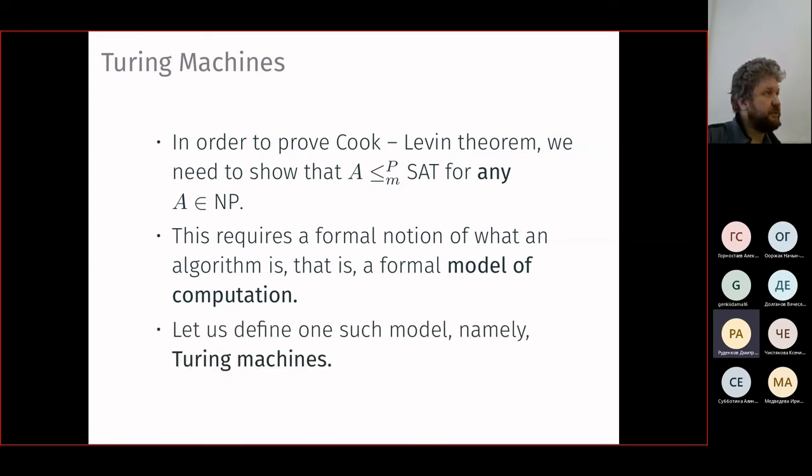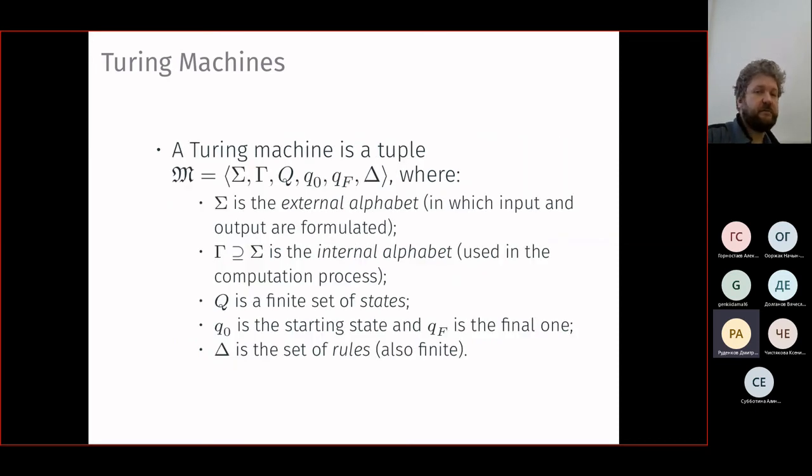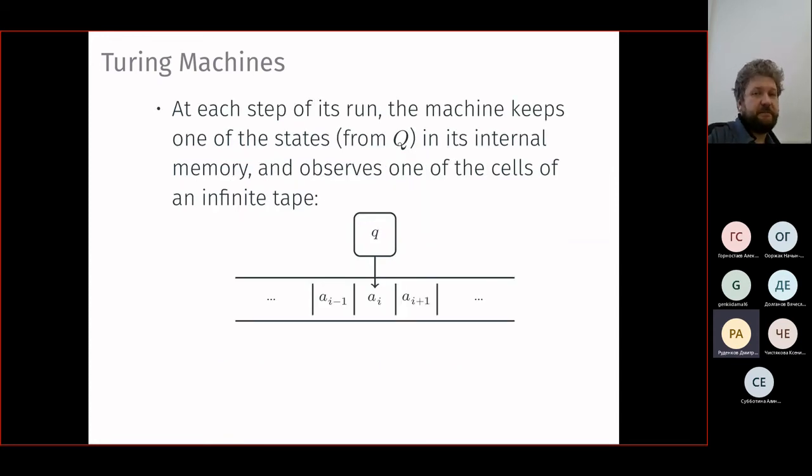And one of the definitions is Turing machines. I think some of you heard about that, but I will recall the definition quickly. Well, it's a formal slide, mainly for you to read offline, but you have an external alphabet, an internal alphabet, a set of states, a starting and final state, and a set of rules. How it works: at each step, the machine keeps one of its states from Q in its internal memory. So the machine has a finite internal memory and an infinite external memory. The external memory is the line of cells that we have here.